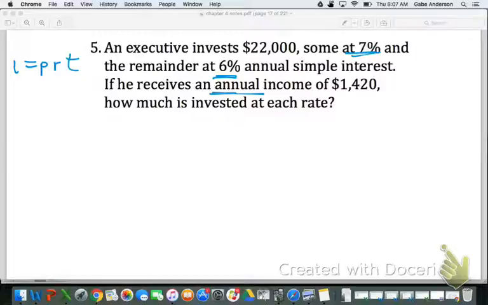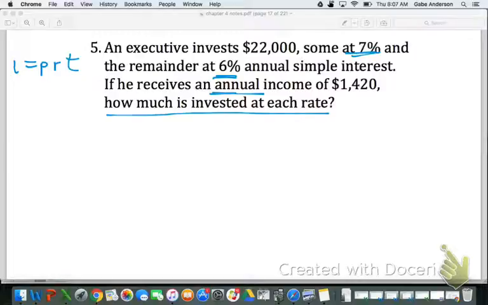But look how the question is worded. It says how much is invested at each rate. So what this means is that I've got $22,000, and some of it's going into the 6%, and the rest of it's going into the 7% account, right? So I'm going to be splitting this up into 2 different accounts. So is it going to be 10,000 here and 12,000 there? Maybe. It could be 15,000 here and 7,000 over there. I have no idea at this point.